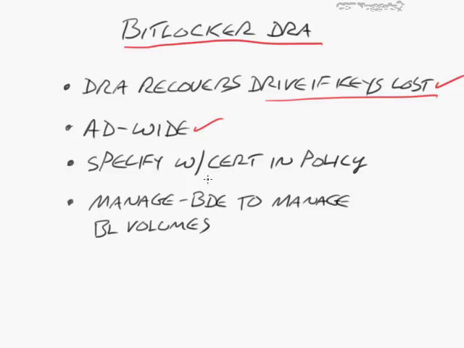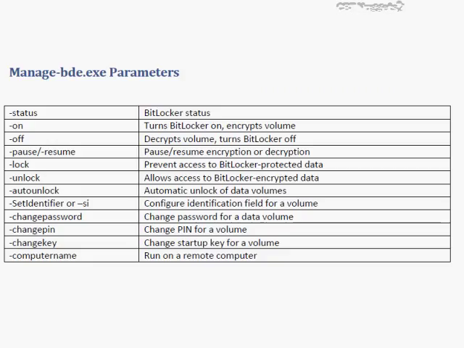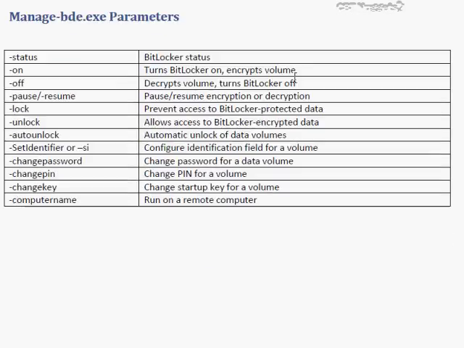Now what you'll do is you'll specify this with a specific certificate in the policy. You can also manage the BitLocker properties here with Manage BDE, which is an executable that you use to manage your BitLocker volumes. Now, I'm going to show you, first of all, a PDF that outlines this particular executable for you a little bit more, and then I'm going to go back into a group policy and show you how you would configure your DRA.